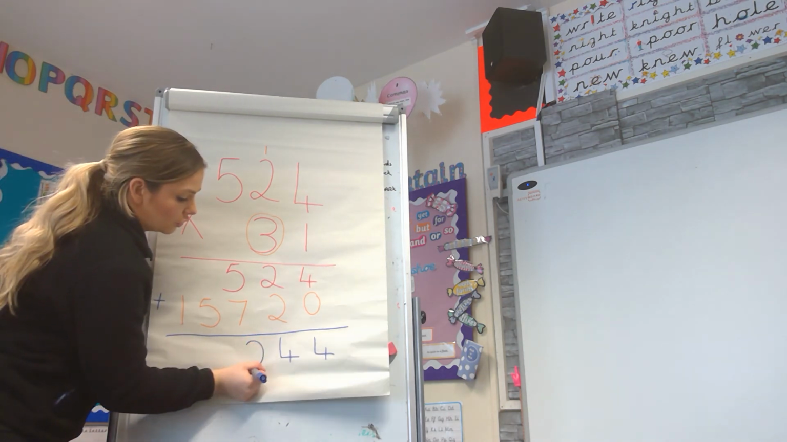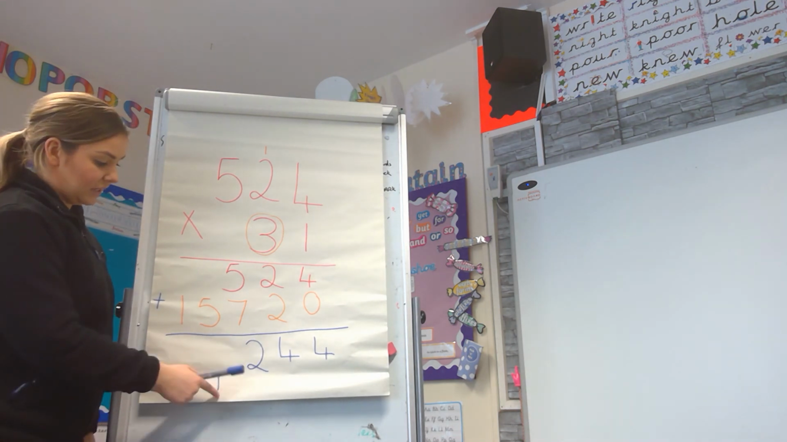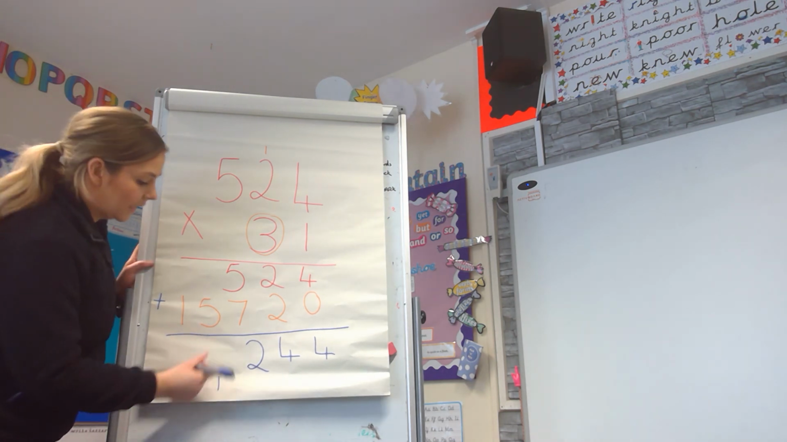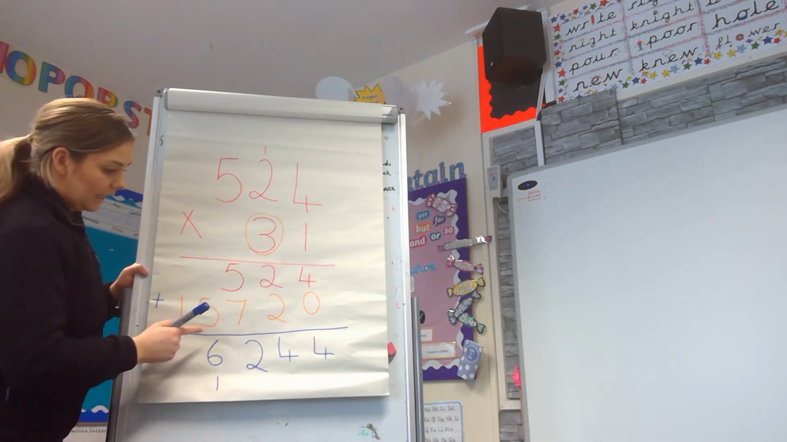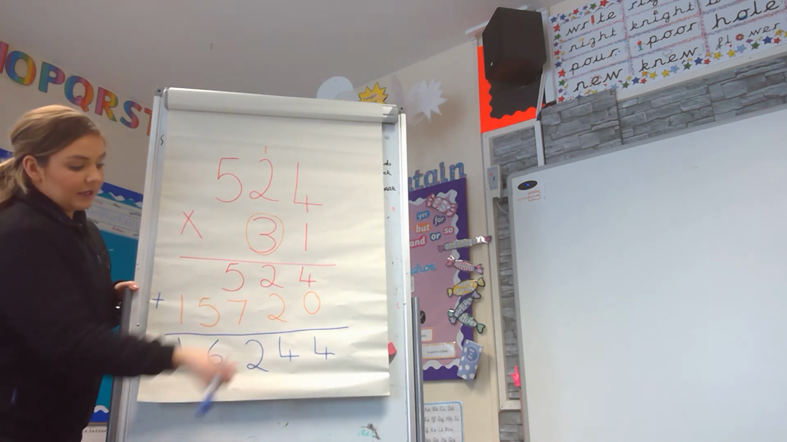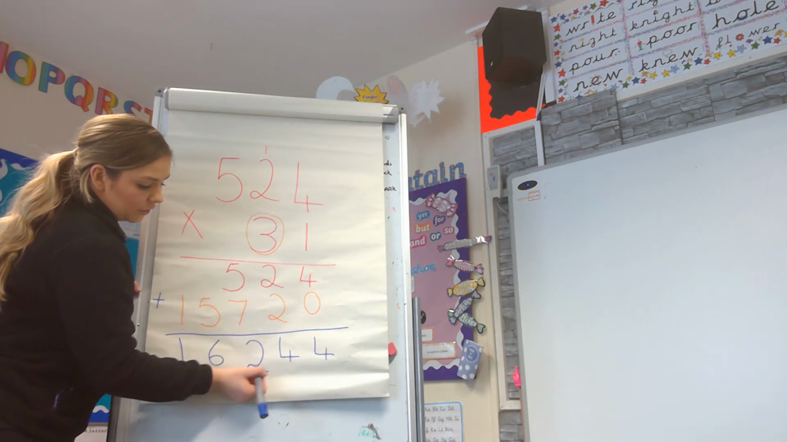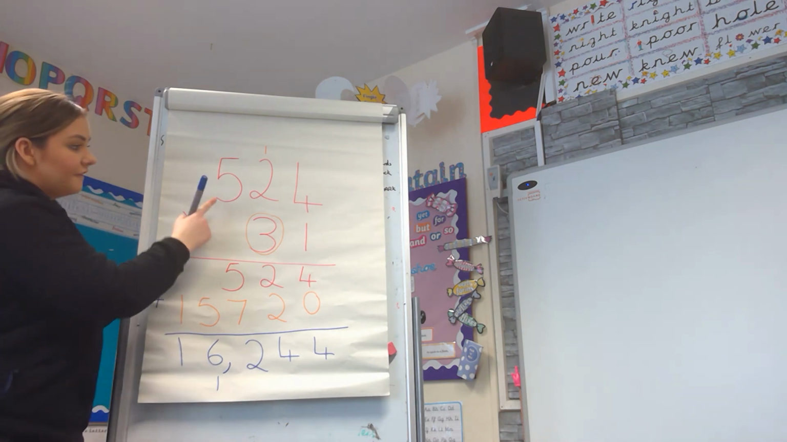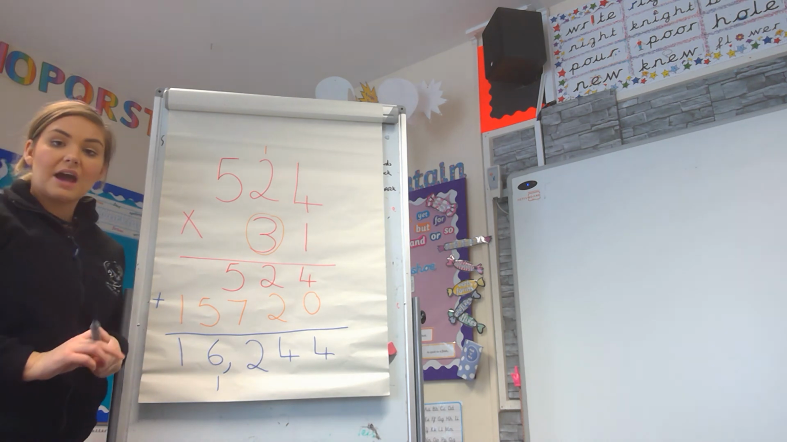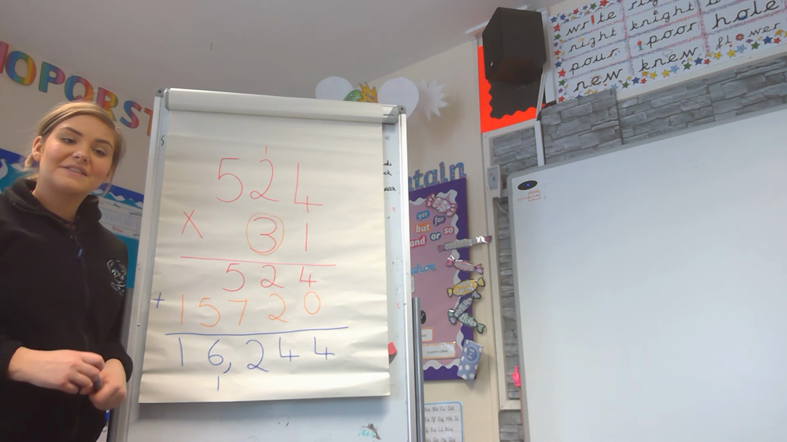2 in that column, and I can carry my 1, carry underneath now. 5 add nothing is 5, but I've got my extra 1 to add on, which is 6. And then 1 add nothing is 1. Then I'm going to count 3 place values up to put in my comma. 1, 2, 3, comma. So 524 times by 31 is 16,244. I hope this helps you with your maths learning today.